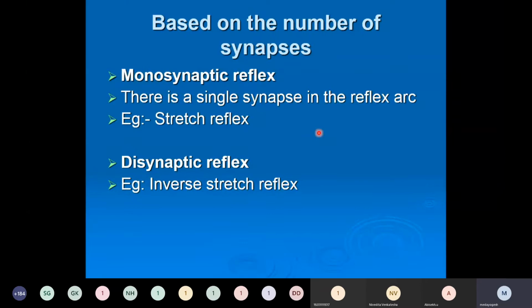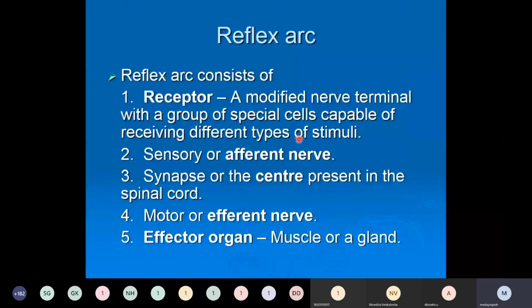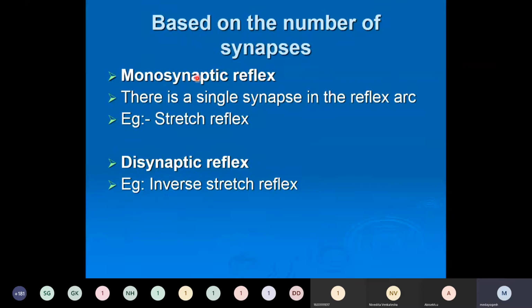So let us learn about the classification now, based on the number of synapses present in a pathway. For example, going back here, in this reflex arc, how many synapses are there? There is only one synapse present here. So this is called a monosynaptic reflex, with only a single synapse. An example of this is the stretch reflex.